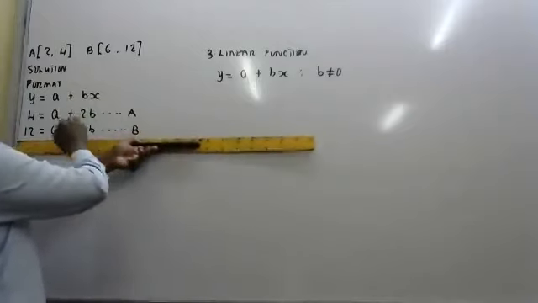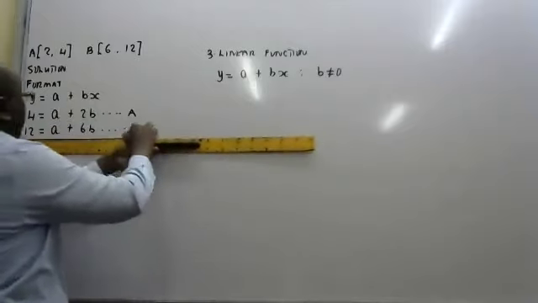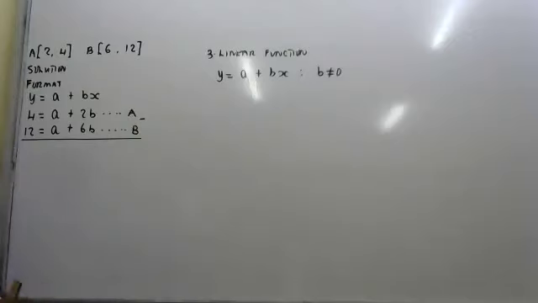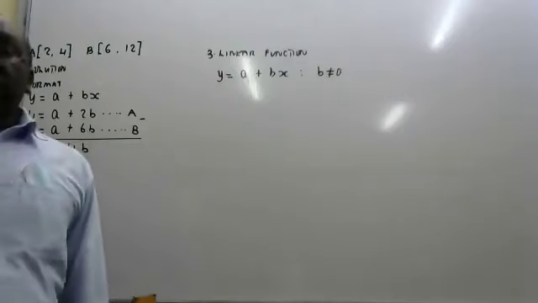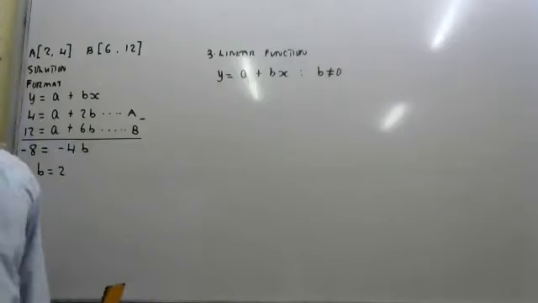And then you subtract here. So 4 minus 12 is negative what? 8. And this one will be equal to 0. And this is minus what? 4b. So b must be equal to what? 2. b must be equal to 2.